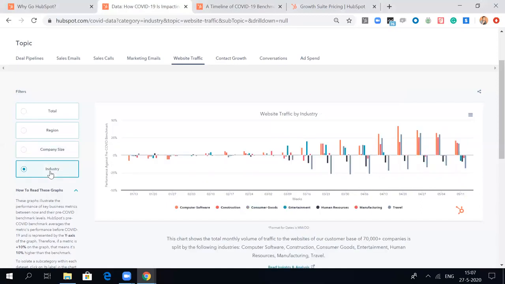Again, industry-wise, there's been some interesting stats here as well. It's basically the same industries that we looked at earlier in terms of that decrease in opportunities, in deals. Computer software actually seems to be doing really well from a website traffic perspective. So is construction, and so is consumer goods. So these are actually seeing business growth, while some of the other ones, travel obviously, are seeing massive declines.